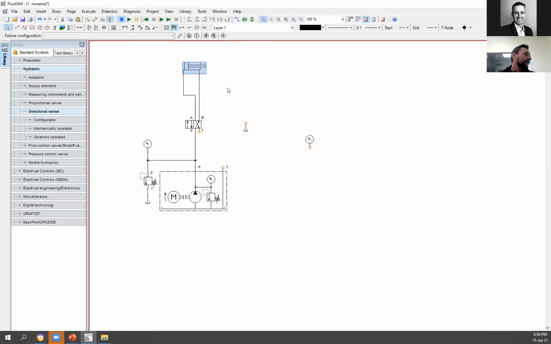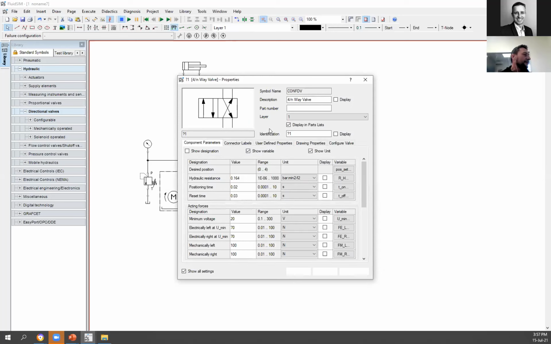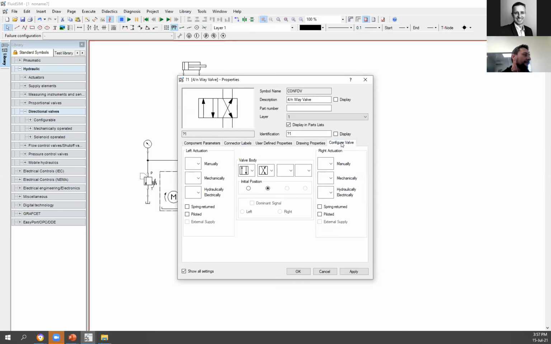So there we go. So now we have a nice and easy circuit there, but we need to add the tank. Remember that oil must always return to tank. So you must have a tank. The oil must flow into the circuit and always back out of the circuit again. So let me quickly double click on this valve here. You will see once you double click on a valve, it will open up. You can go to configure valve here, and then you can actually do some work on it.